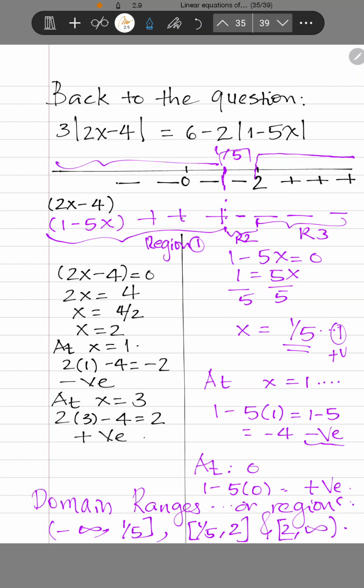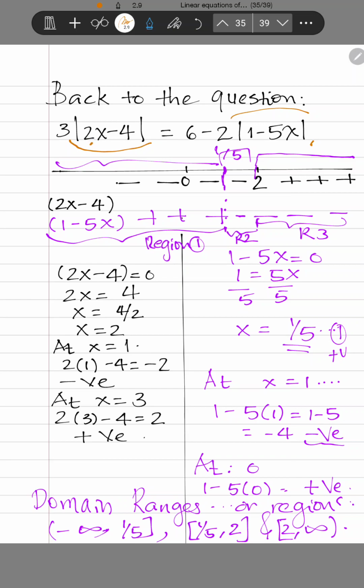Now, we are back to the original question. The original question is having two absolute value expressions. One is here, an absolute value of 2x minus 4. The other one is an absolute value of 1 minus 5x. We can say a little about the character of this equation now before we go to identify the critical point and the negative and positive regions of this equation.